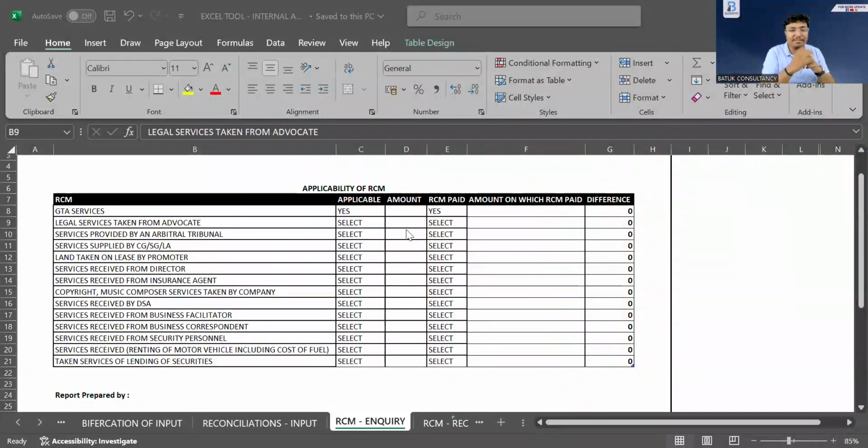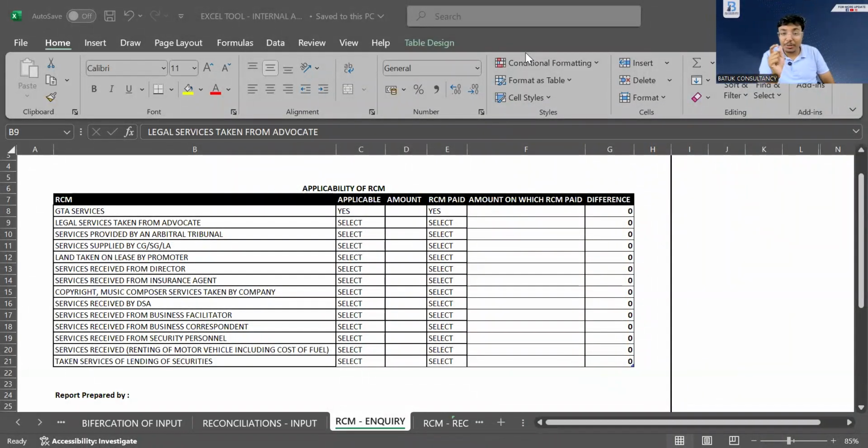The client says, yes, one case is pending, but the fees have been paid in cash only. Then we need to tell our client that you have to book this expenditure in the books of accounts and pay RCM. Because in case of a departmental audit, they will check whether any legal case is pending or not. If they find any legal case pending, then they will deem a value for the advocate fees and charge GST on that.